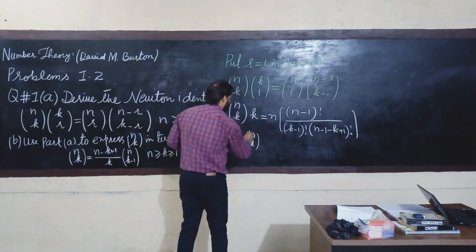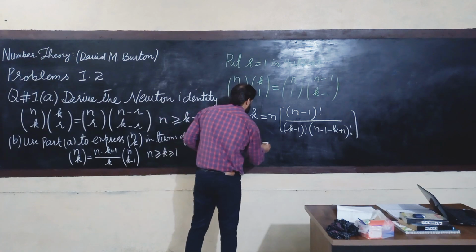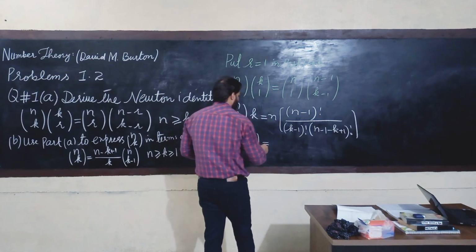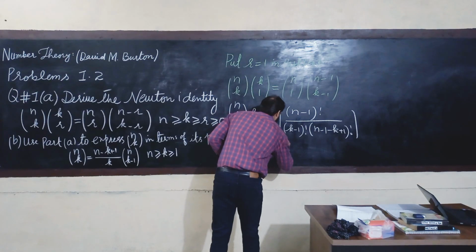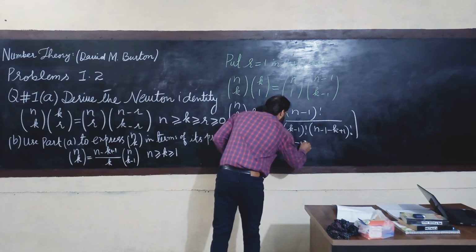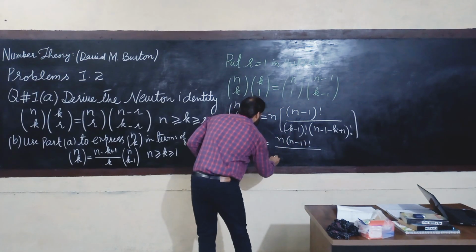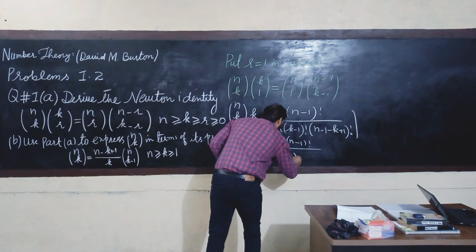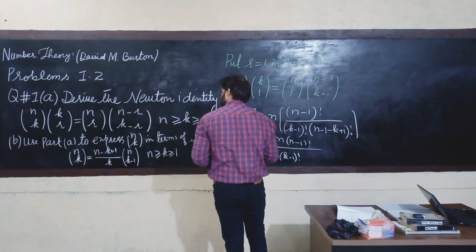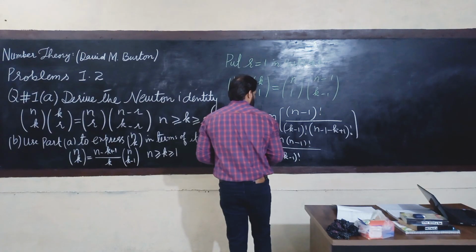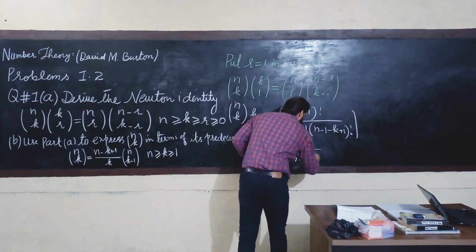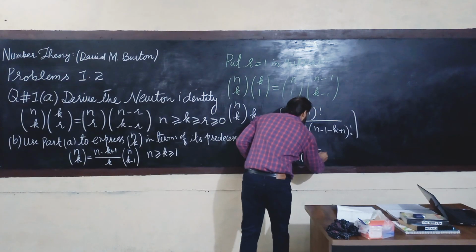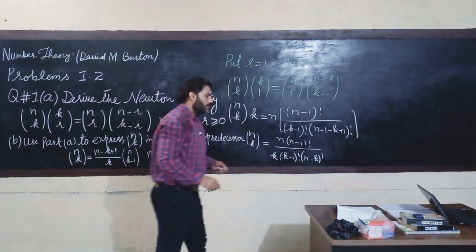Divide on both sides by k. This is equal to n into (n minus 1) factorial over k into (k minus 1) factorial, and this is equal to (n minus k) factorial.